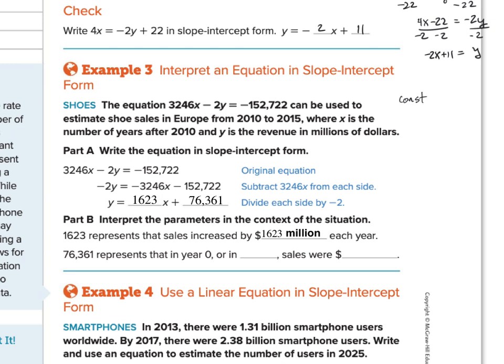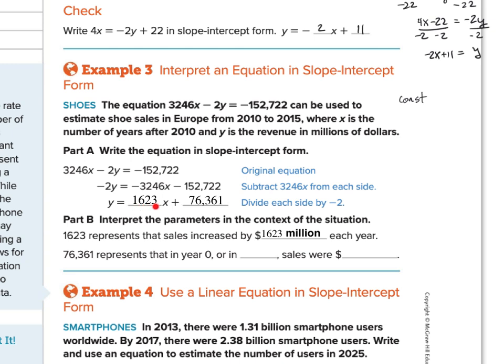So they did some inverse operations here. They want to get y by itself, so they subtracted 3,246x from both sides. Then they still need to continue to isolate y, so they divided everything by negative 2, and my slope-intercept form is y equals 1,623x plus 76,361. What does that mean?